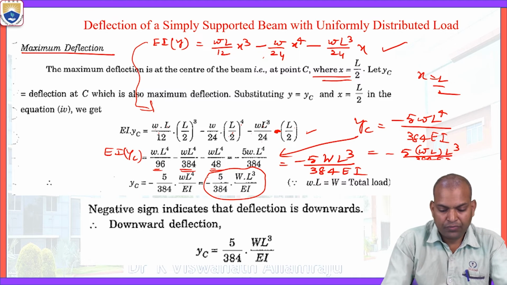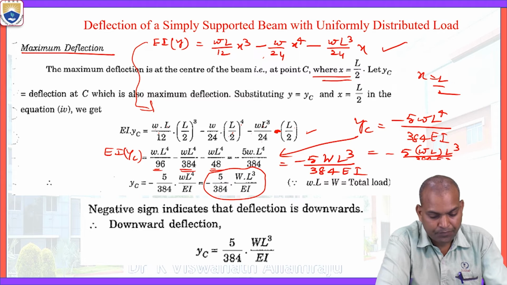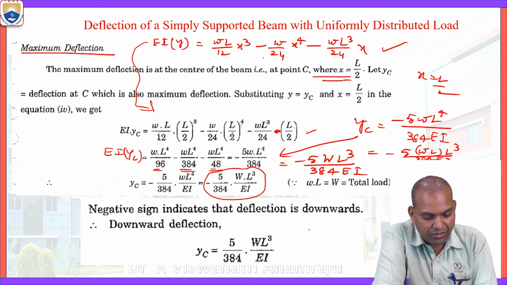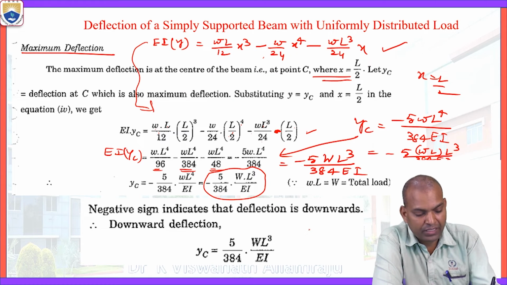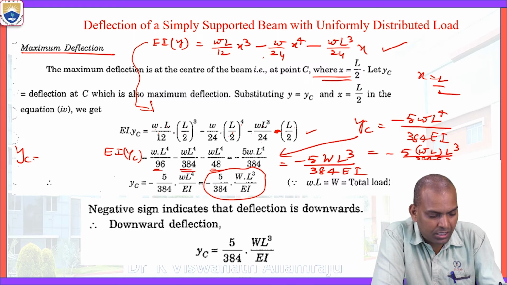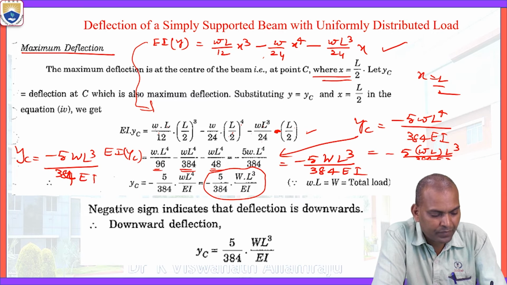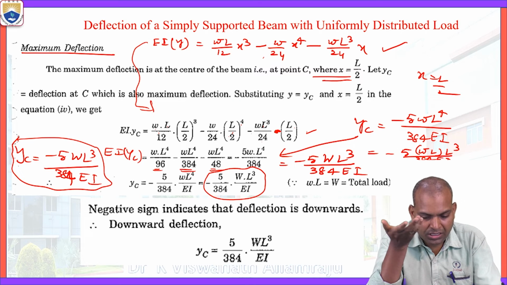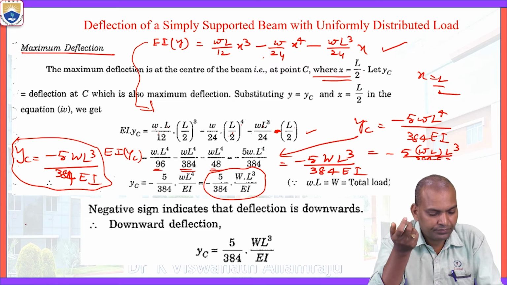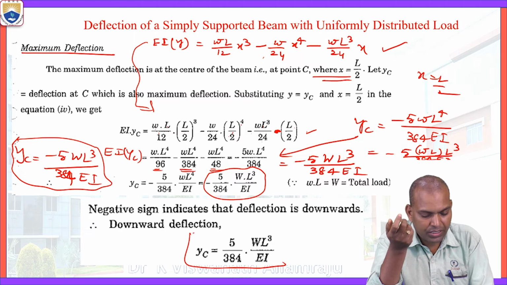Minus 5 by 384 WL cube by EI. Now, what does the negative indicate? What is the negative deflection value? YC equal to minus 5 WL cube by 384 times EI. This negative sign indicates the downward direction. Deflection is taking place in the downward direction. So, that is the downward deflection.